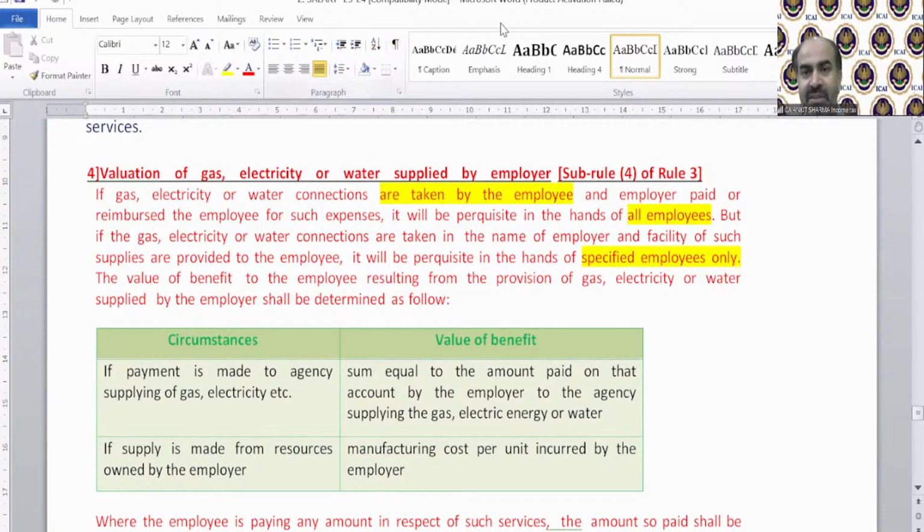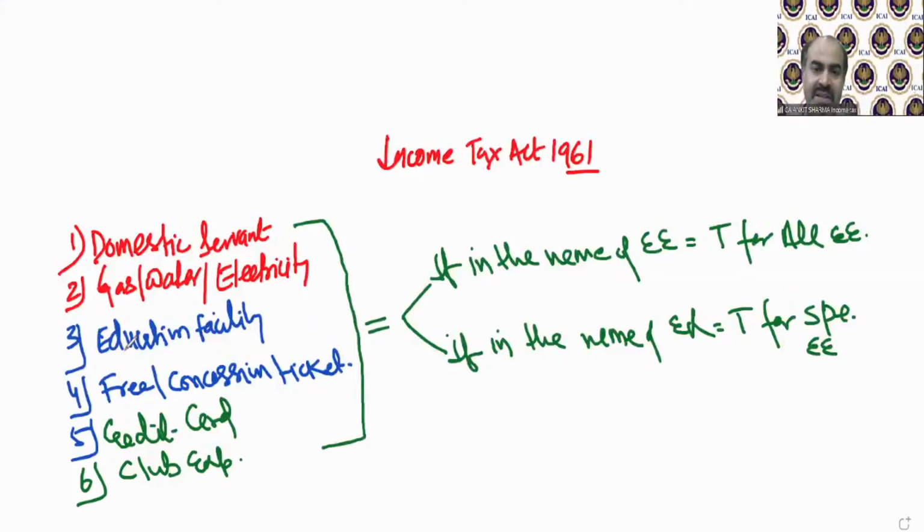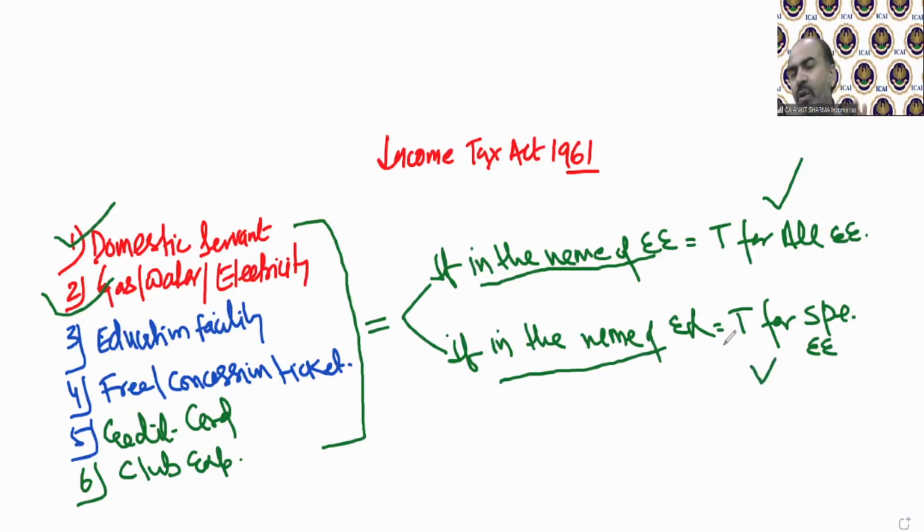Okay. I have made a simple format of these perquisites also. We will discuss it. Like in case of domestic servant, gas, water, electricity, education facility, free concession tickets, credit card facility, and club expenditure. We will read it one by one. We just discussed the domestic case and the gas case. In all these cases, this is the common provision. If the bill is in the name of employee, it's taxable for all. If it is in the name of employer, it's taxable only for specified employees. And generally the taxable value is technically the expenses paid by employer for you.